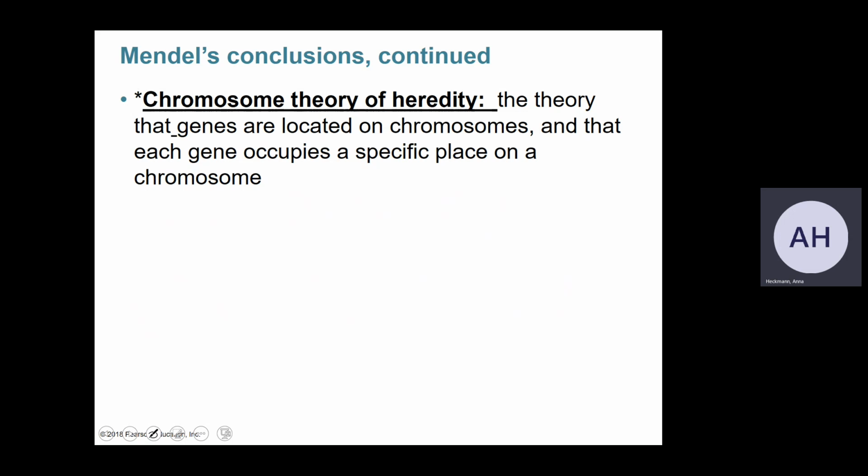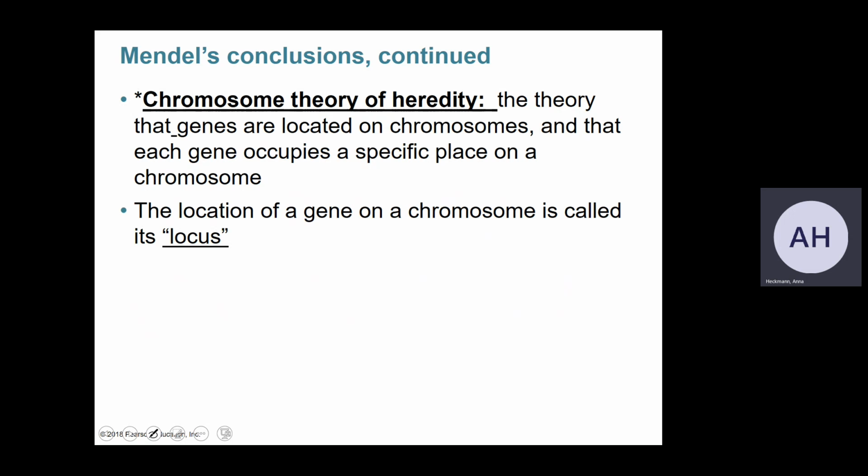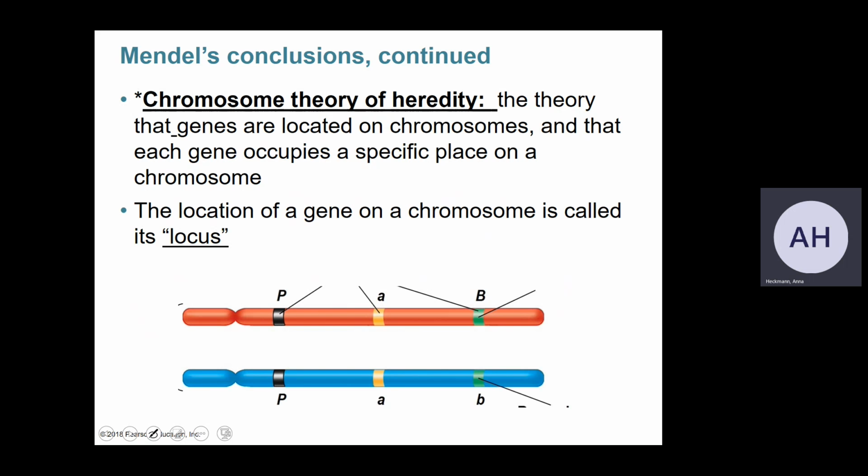Mendel's conclusions led to the development of the chromosome theory of heredity, which states that genes are located on chromosomes, and each gene occupies a specific place on a chromosome. In this image, the genes P, A, and B are on these chromosomes. This is the locus of gene P, this is the locus of gene A, and this is the locus of gene B.